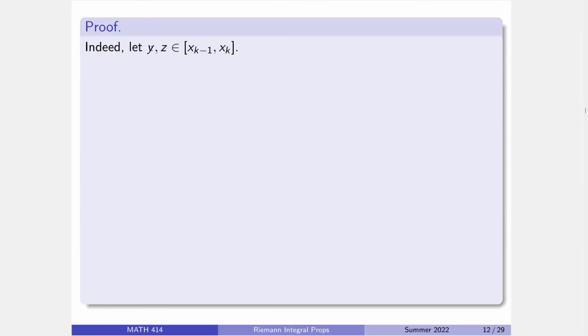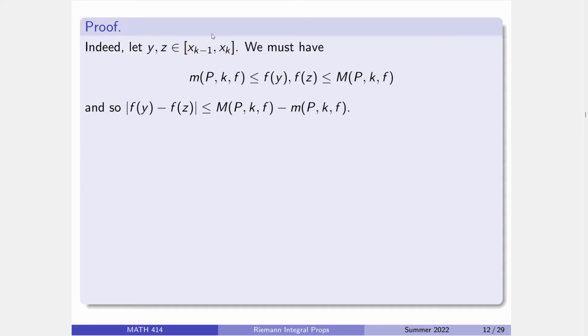Well, let's pick any two elements that live in the kth subinterval. Note that this must hold. Now, since these two elements are stuck between the supremum of the function f on the kth subinterval on the partition P and the infimum of the function f on the kth subinterval on the partition P, that means the absolute value of the difference cannot exceed the difference of these two. One way of thinking of that is that these two things live in the interval with these at the endpoints, so the furthest apart they could be is if they were at the endpoints.